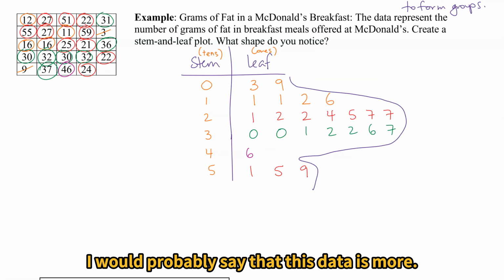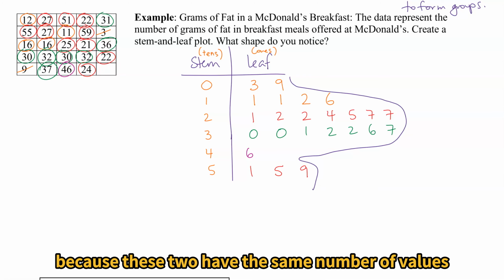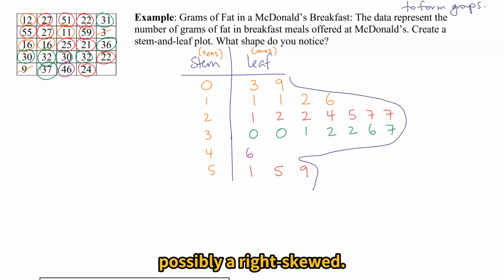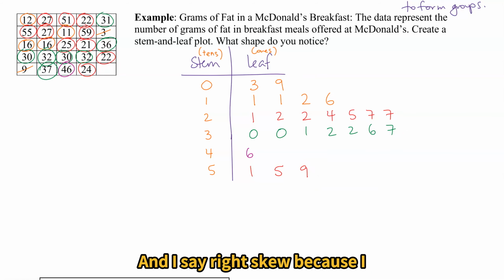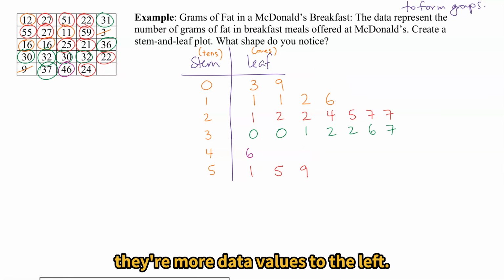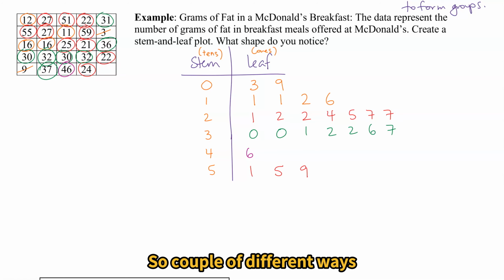I would probably say that this data is more, we could say it's bimodal because these two have the same number of values in them. We might also get away with possibly a right skew, and I say right skew because I have 6 data values before and I have only 4 after, so there are more data values to the left. So a couple of different ways we can classify it.